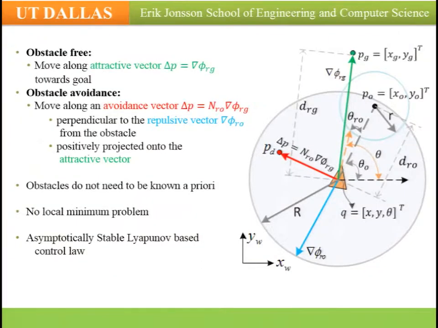So in obstacle-free mode, the robot will move along a trajectory vector like this. And in obstacle avoidance mode, the robot will move along an avoidance vector, which is perpendicular to the repulsive vector, and positively projects onto the attractive vector. The velocity vector actually represents either the attractive vector or the avoidance vector.